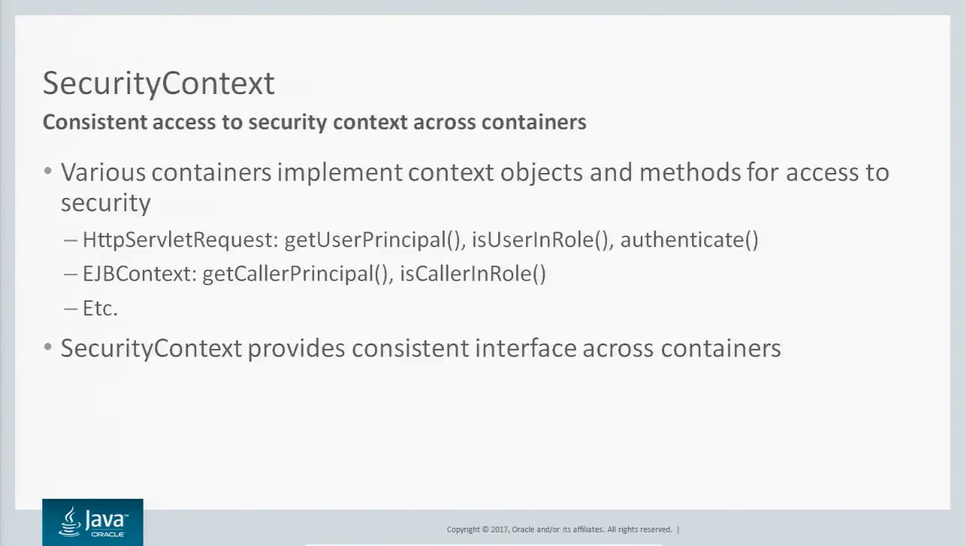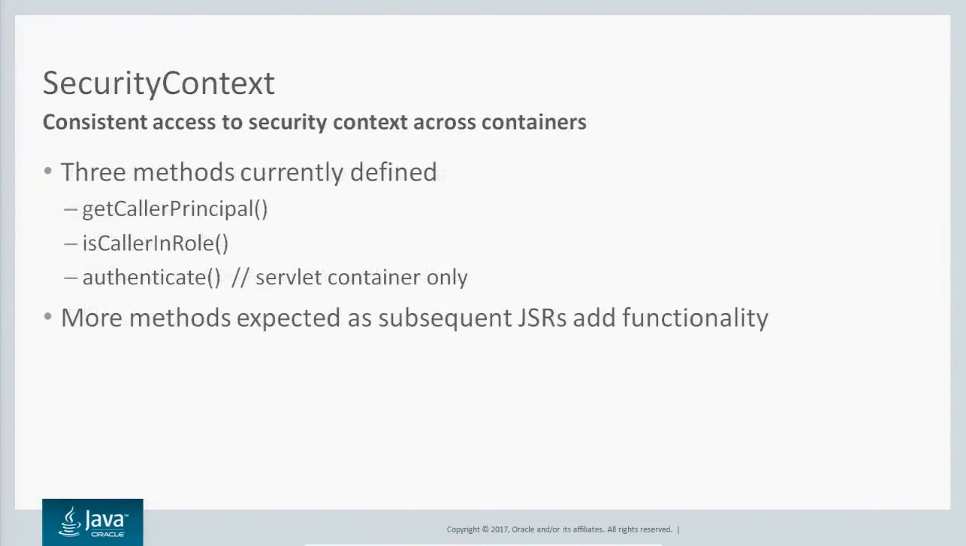And also an extension point for adding security functionality. At the moment, it has three methods: get caller principal, is caller in role, and authenticate. But we expect more methods in subsequent JSRs. Authenticate, by the way, only works in the servlet container. It's essentially dependent on the HTTP servlet request authenticate method.